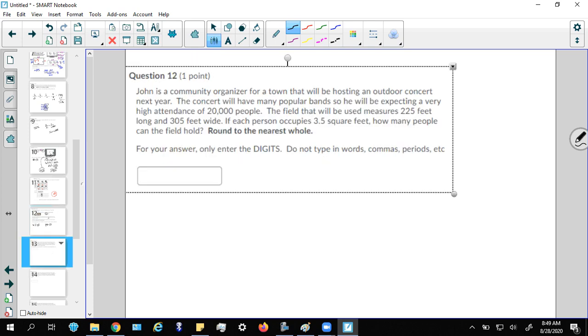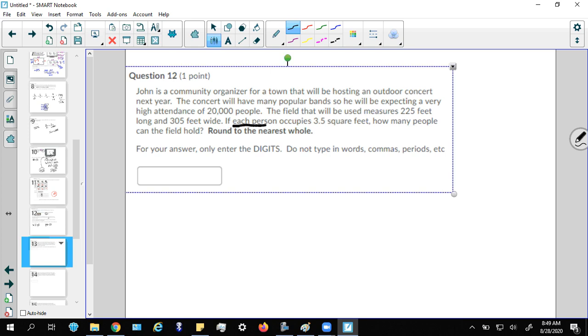All right, question 12. Actually, I'm skipping because on this question there were actually 2 questions that dealt with this problem. John's a community organizer who will be hosting an outdoor concert next year. The concert is very popular, so he will be expecting a very high attendance of 20,000. The field that will be used measures 225 long.